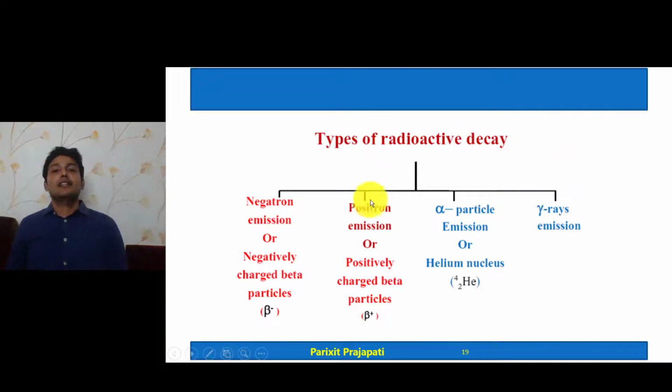So here we can compare that beta particles negatively charged are known as negatrons, beta particles positively charged are known as positrons, then alpha particles are helium nuclei, and gamma radiation.